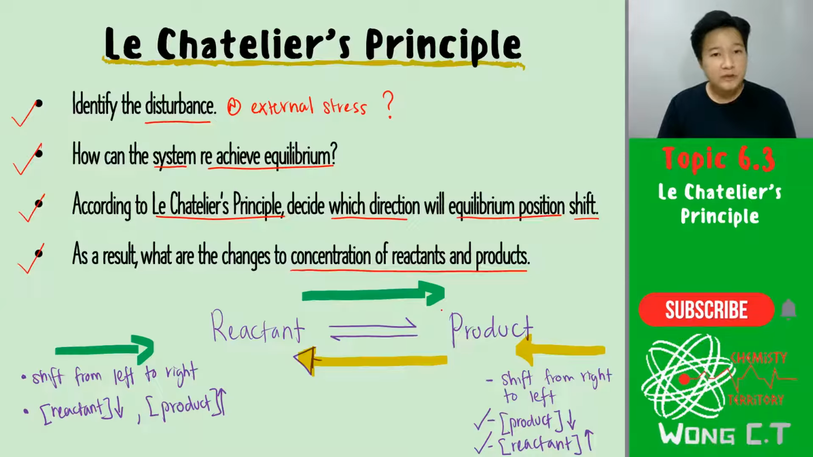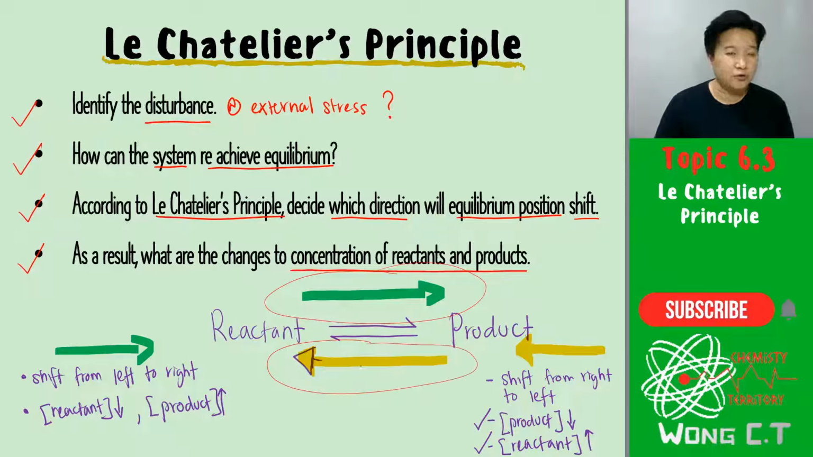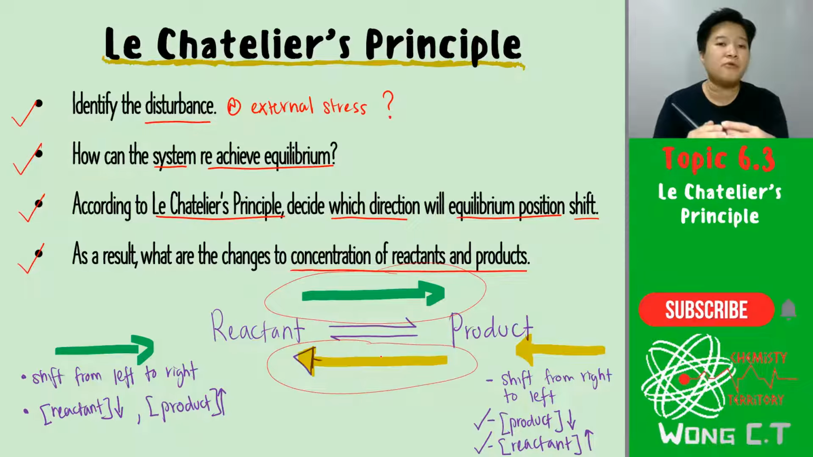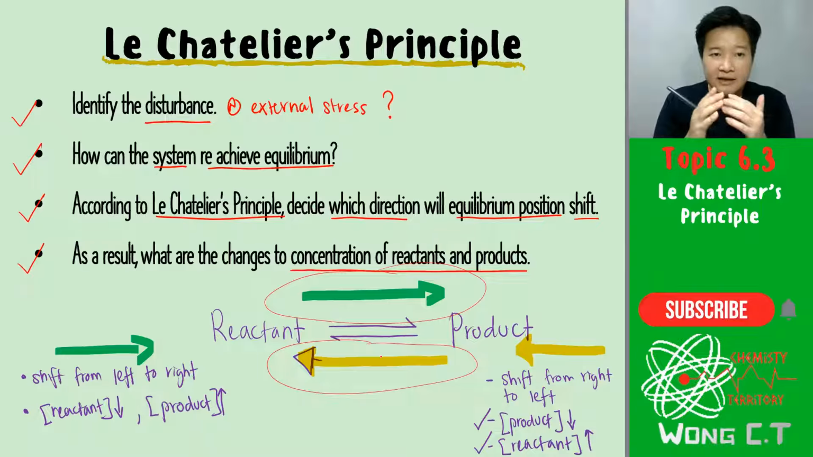So one of the most important things is you need to know which direction you are shifting from and to. You are moving from the left to the right, or you are moving from the right to the left. It's easy. Always remember, Le Chatelier's principle means the system will go against the disturbance. And at the end of the day, the system is trying to maintain the equilibrium.